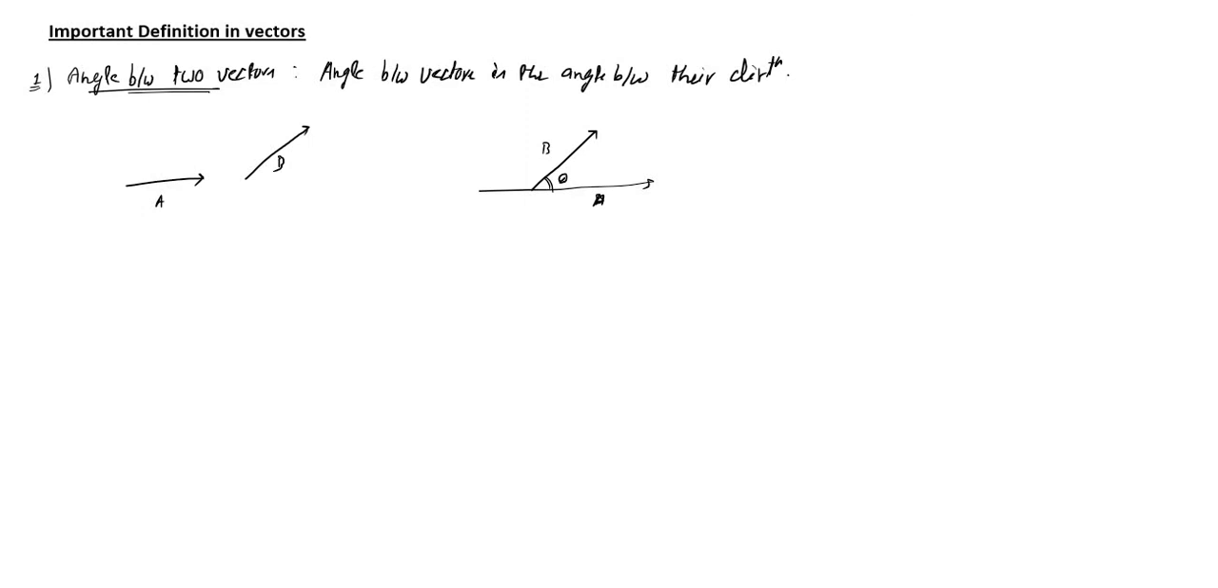We can understand it in another way also. If we join two vectors from tail to tail, let us say this vector be A and this vector be B, the angle between two vectors A and B will be the angle between these two vectors when they join from tail to tail. So this is the angle theta, and this theta is the angle between vector A and B. Let us take some examples.